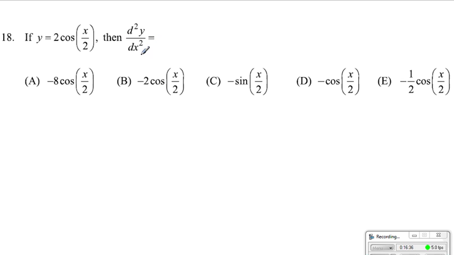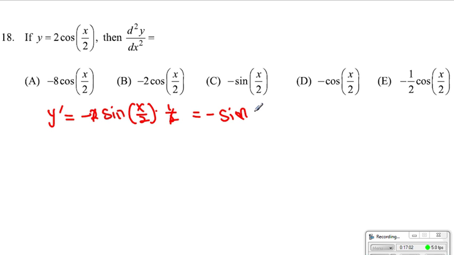Alright, number 18. In this case, we have to take the derivative twice. So let us try to take the derivative first. Y prime is equal to -2 sine of x over 2 times the derivative of the inside, which is 1/2. And 2 cancels out with 1/2, we end up getting negative sine of x over 2.